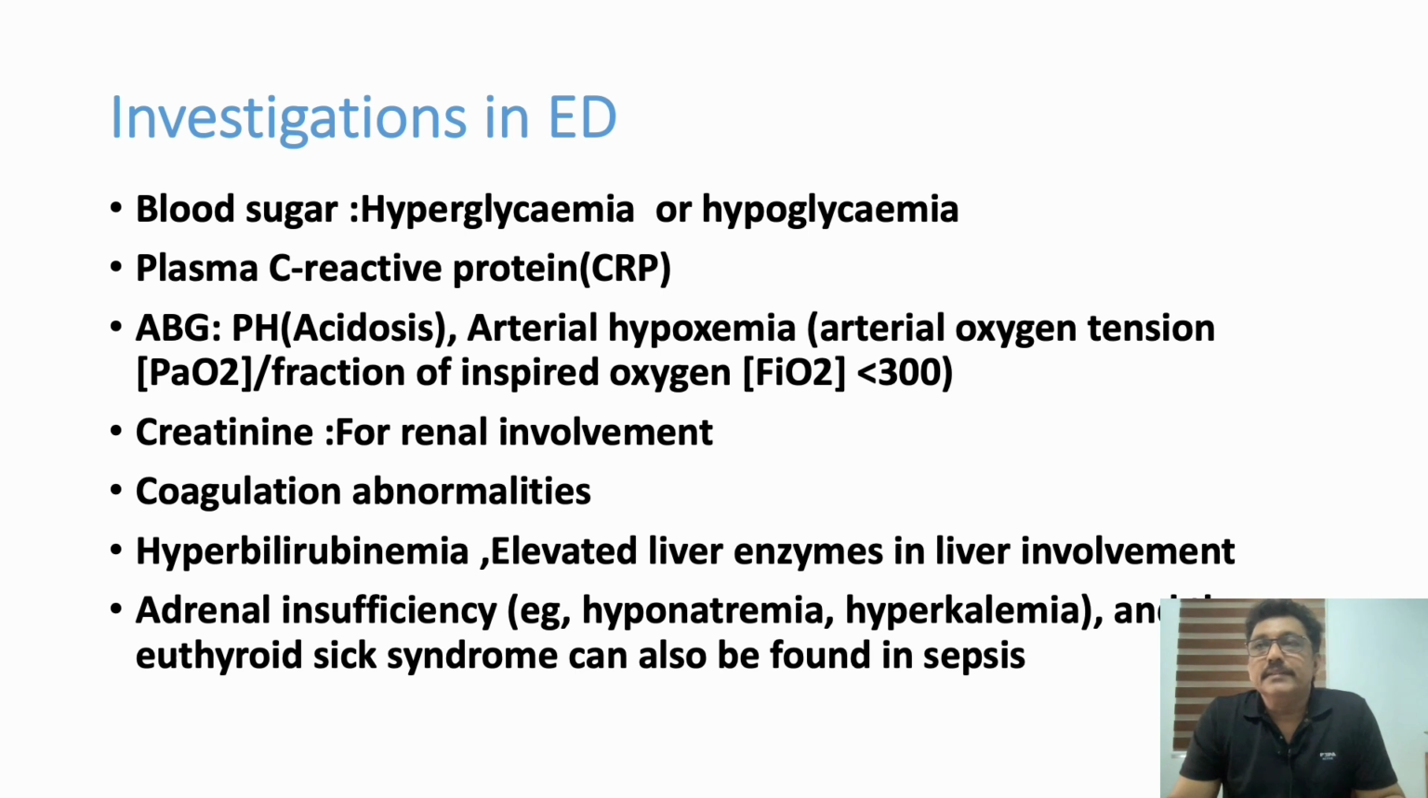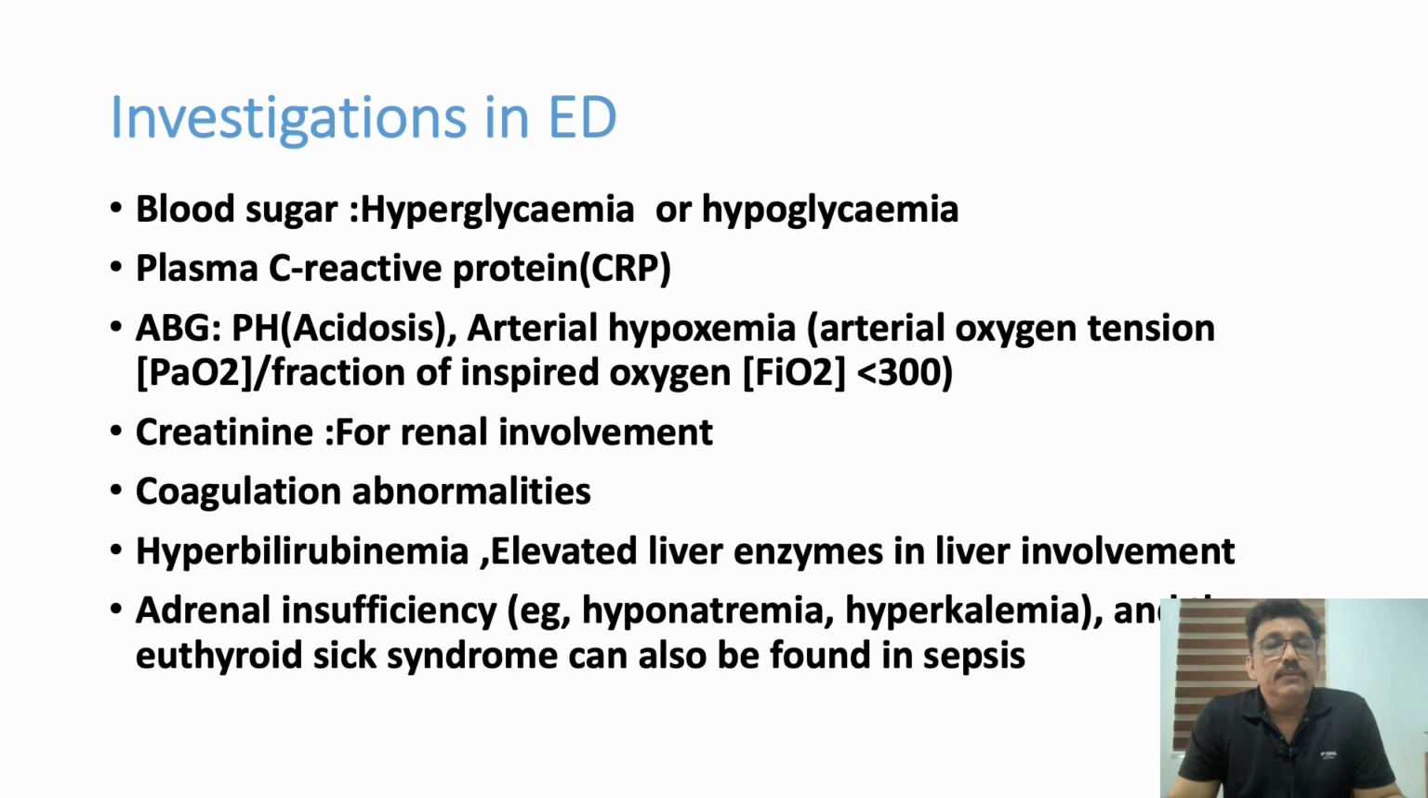Another important investigation is ABG. You can see many patients who have infection can have acidosis. Acidosis can be due to renal failure, liver failure, lactic acidosis, hypoperfusion-induced acidosis, or diabetic ketoacidosis. So many varieties of acidosis you can see in infections. Rarely, some patients can have alkalosis also, like respiratory alkalosis because of acute lung infection. They can have initially respiratory alkalosis. So ABG is very important.